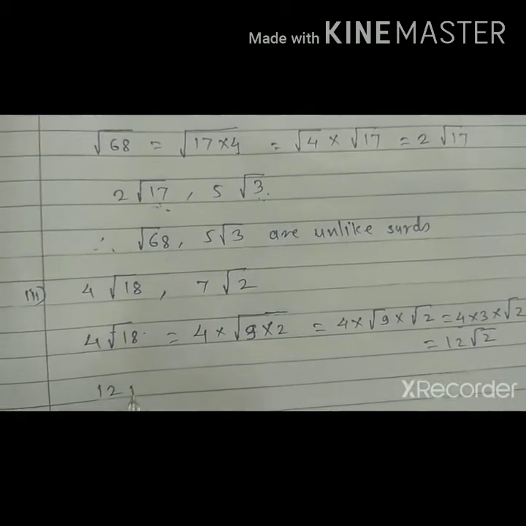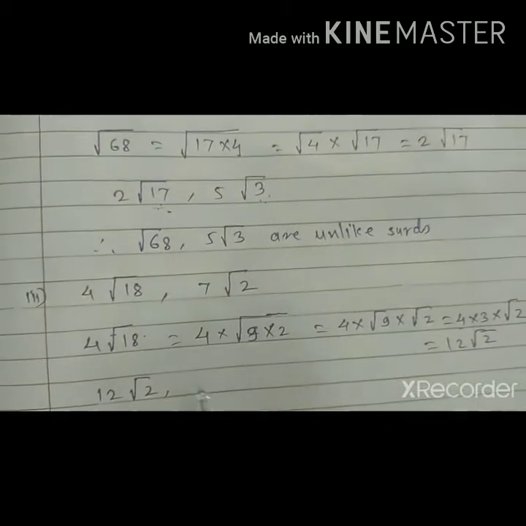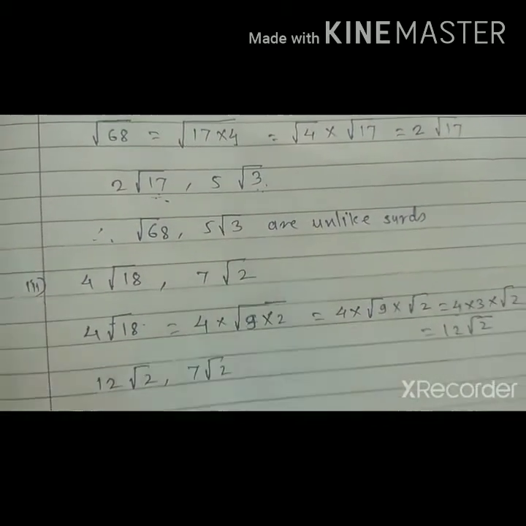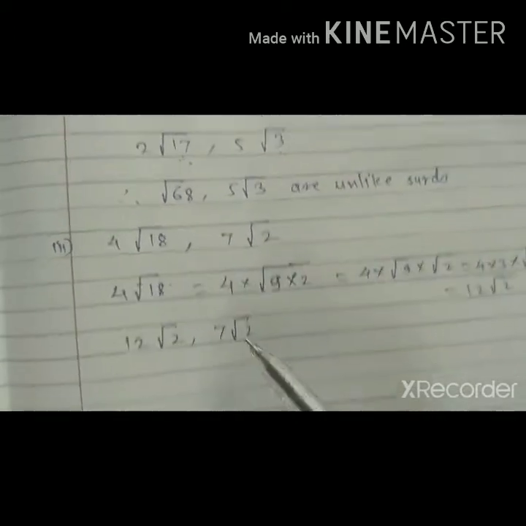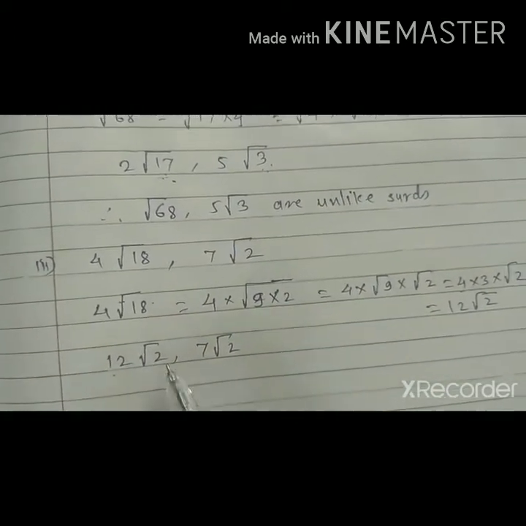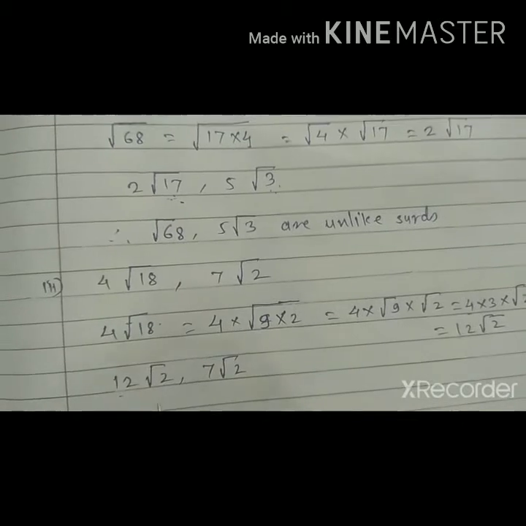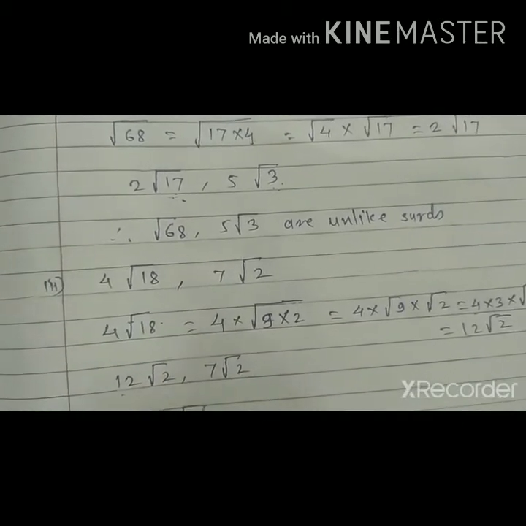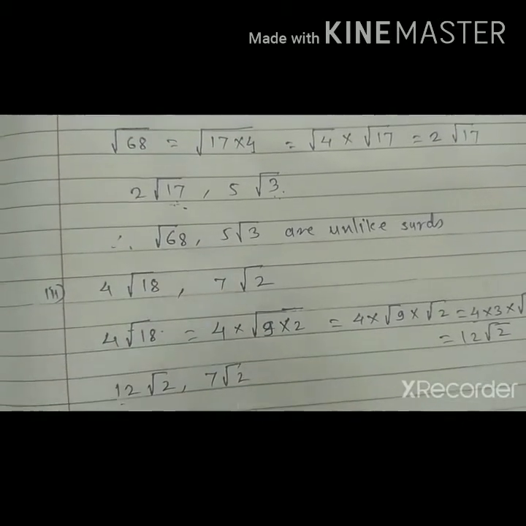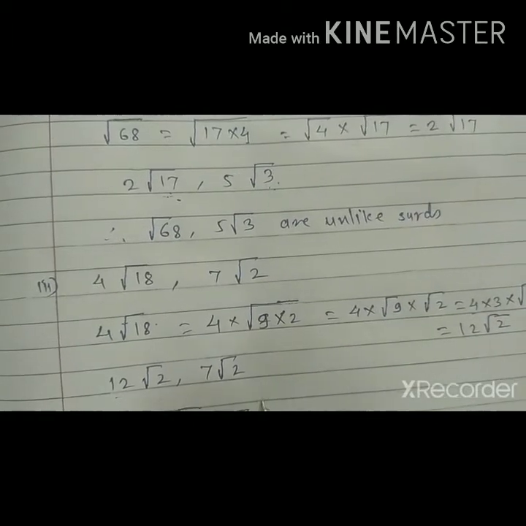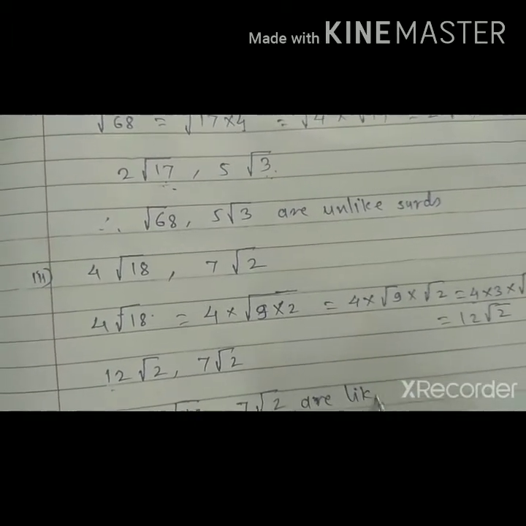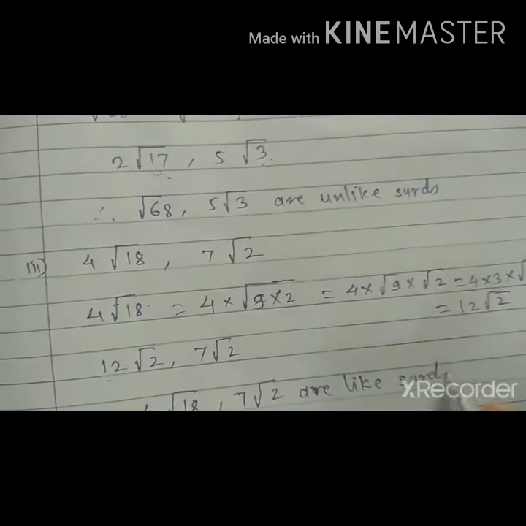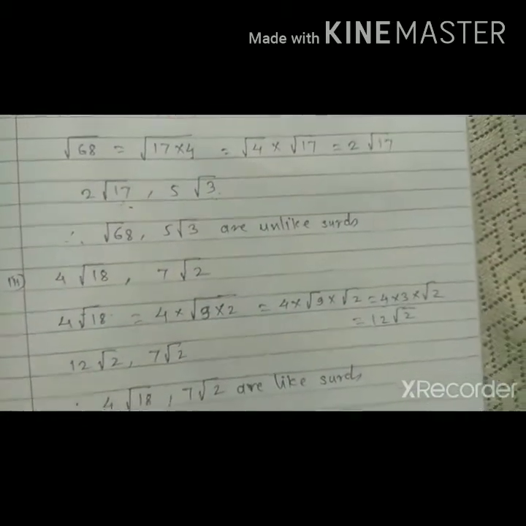So 12 root 2 and 7 root 2. So radicands are equal. Radicands are equal. Therefore these are like surd. So therefore 4 root 18 and 7 root 2 are like surd. Are like surd.